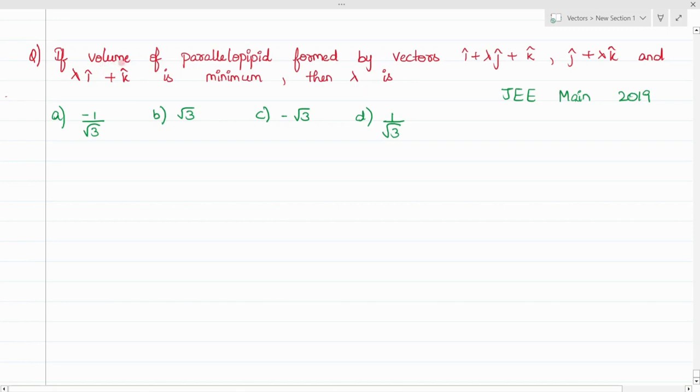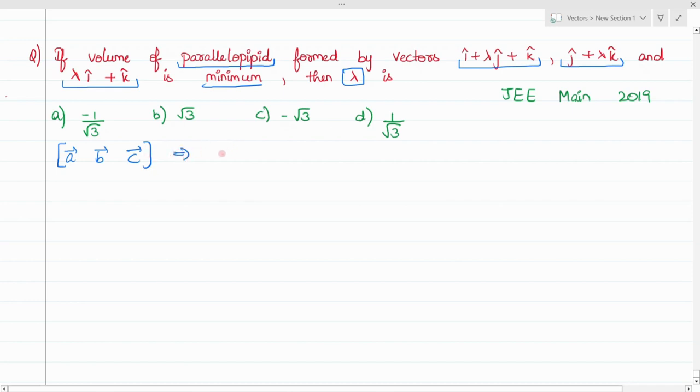It is given that the volume of the parallelepiped formed by these three vectors is minimum. Then what's the value of lambda? It's given in JEE Main 2019 and four options are given. What is the formula for the volume of a parallelepiped? It is the box product [A, B, C], right?